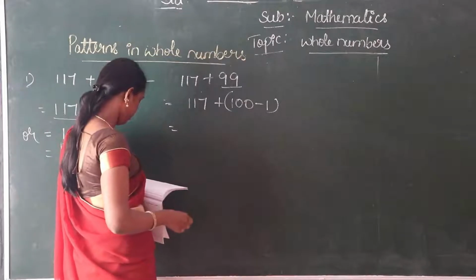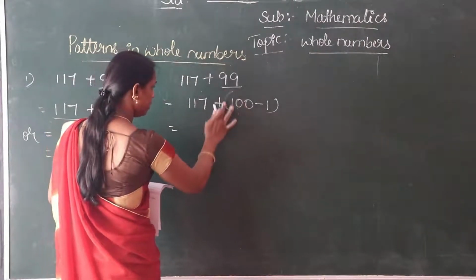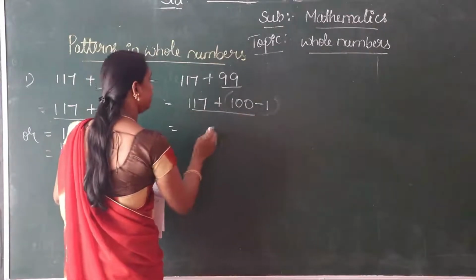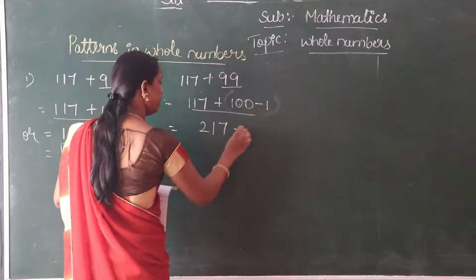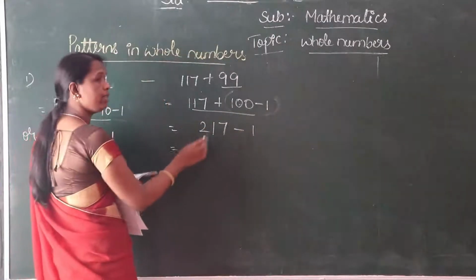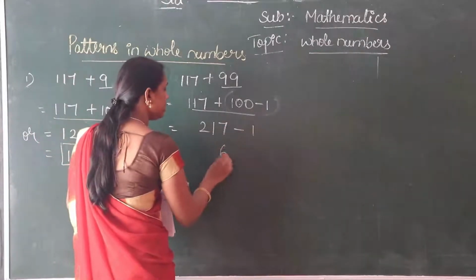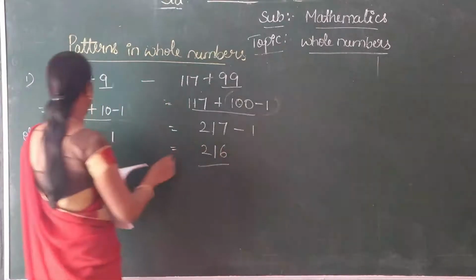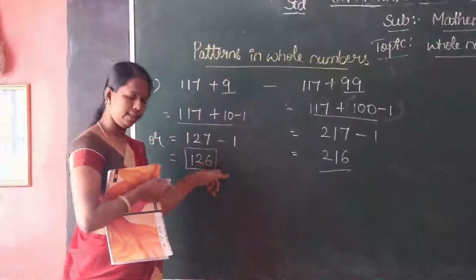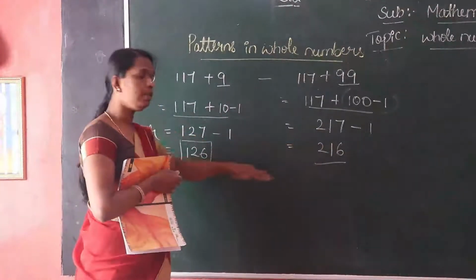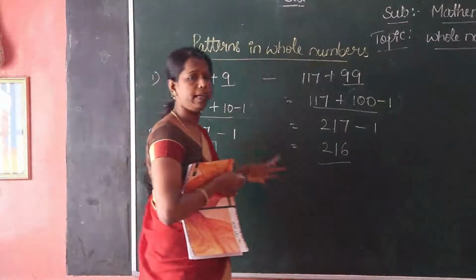Same we have to write here. First add this one. 7, 1 plus 0 is 1, 1 plus 1 is 2, minus 1. So minus 1 we have to do here. 7 minus 1 you get 6, 1 as it is, 2 as it is. See, observe both the answers, 126 and 216. Both the answers have the same digits. This is the example for patterns.